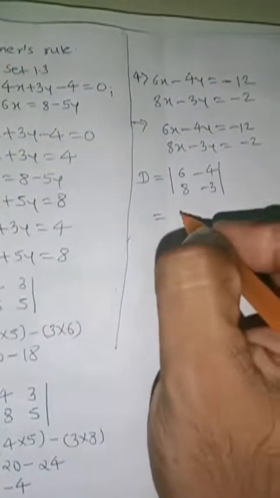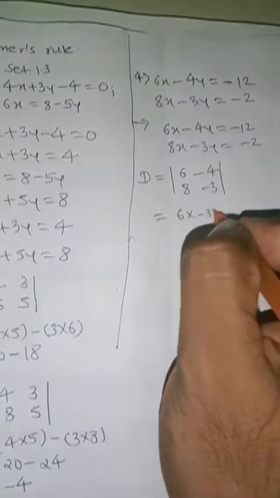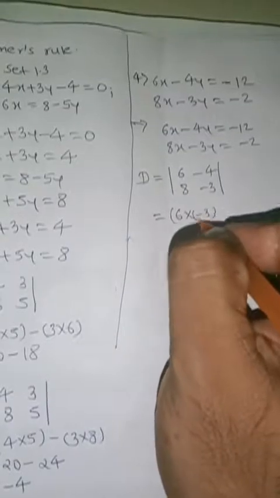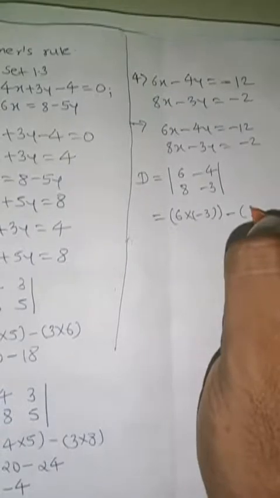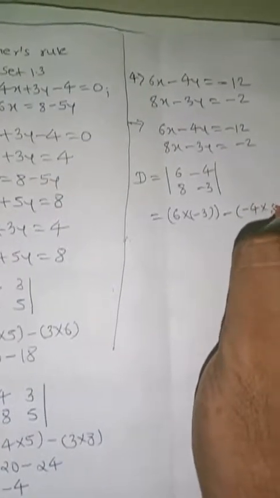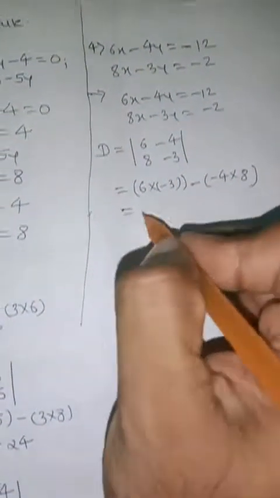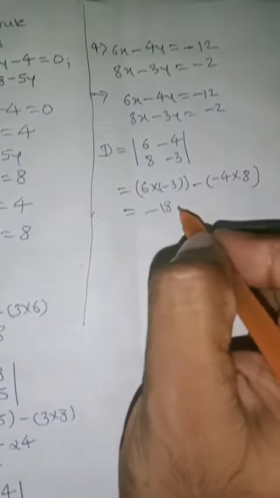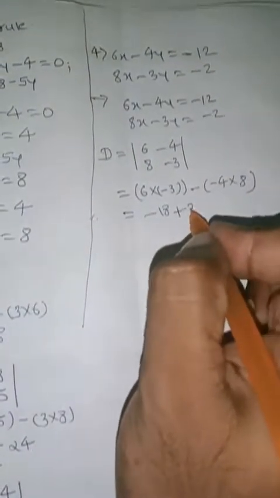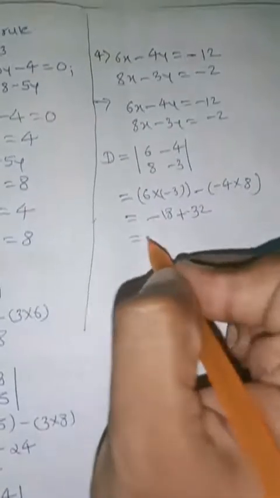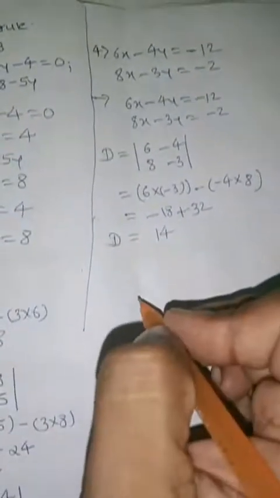Now here we have to find the value of determinant D. Cross multiplication. 6 into minus 3 minus, in brackets, minus 4 into 8. Now 6 into minus 3 is minus 18. This minus minus becomes plus. 4 into 8 is 32. Minus 18 plus 32 gives 14. Value of D is 14.